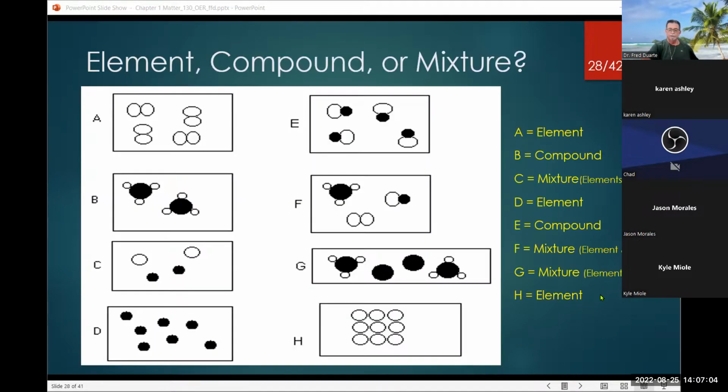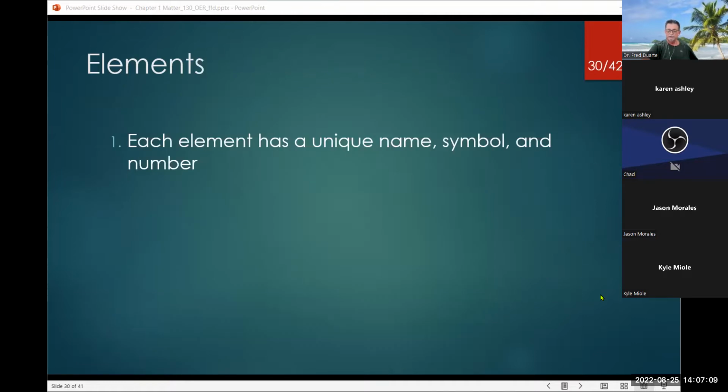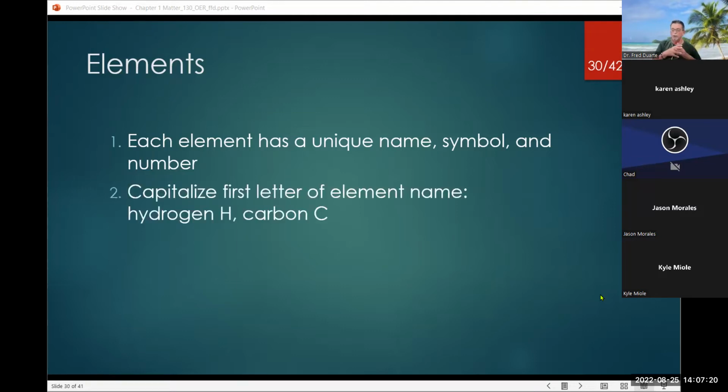All right, so we're gonna jump into the elements themselves, okay? Now, each element has a unique name, a unique symbol, and a unique number, okay? With respect to the symbol, a lot of them have just a single letter. That letter is always capitalized, okay? And so hydrogen, its symbol would be H. Carbon would have its symbol as C.